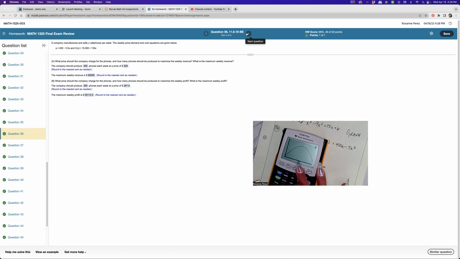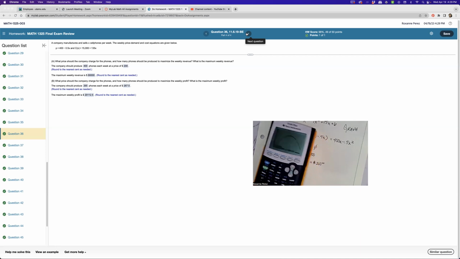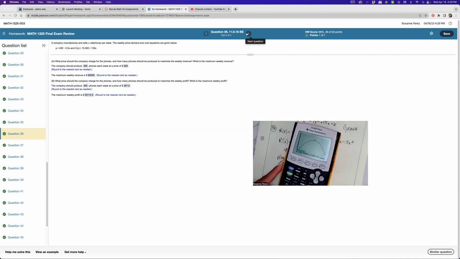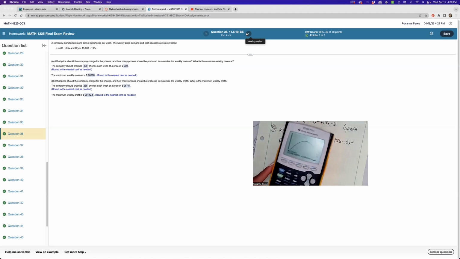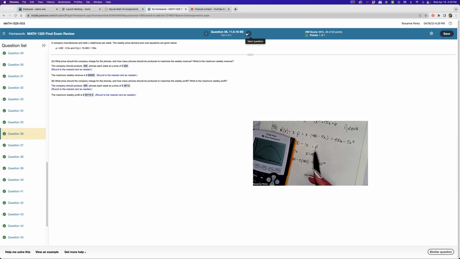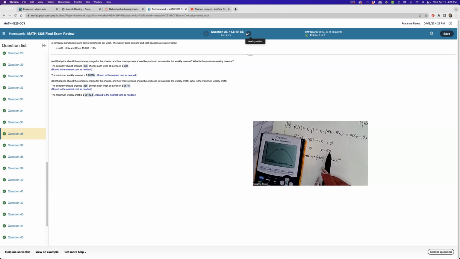So second trace, maximum, slightly to the left, slightly to the right. And there's our x. x equals 400. So we could have graphed, found our maximum x value, and then calculated the price. And that's it for part A.